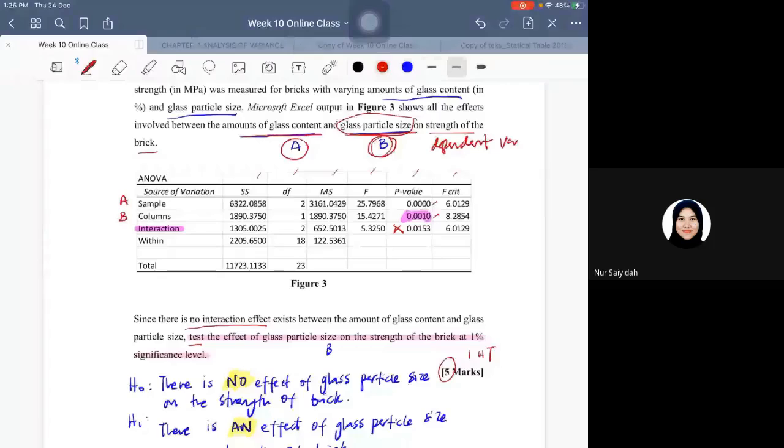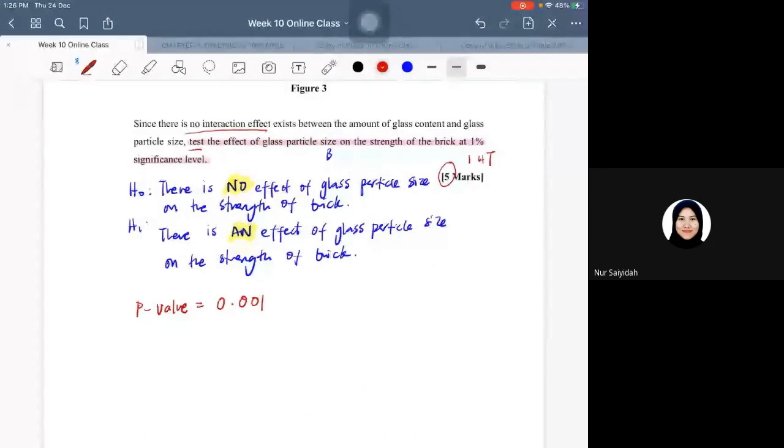So my p-value is going to equal 0.001, and I'm going to compare that with my alpha, which is given by 1%, which is 0.01. And of course, 0.001 is smaller than 0.01. So therefore, we are going to reject H null. After I decide that I'm going to reject H null, meaning that this is wrong, the alternative is going to be correct. So actually, the glass particle size has an effect on the strength of the brick. So I can say that at alpha equals 0.01.